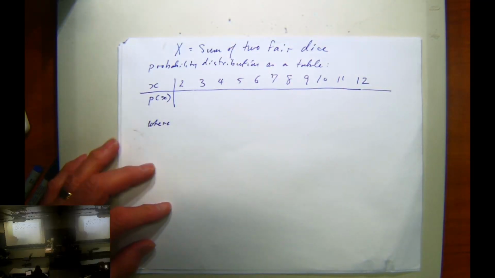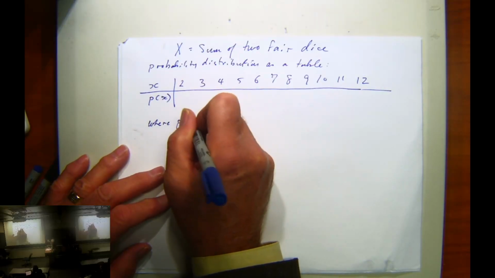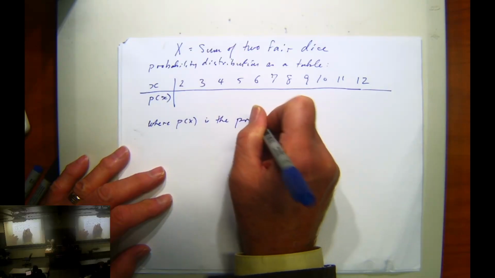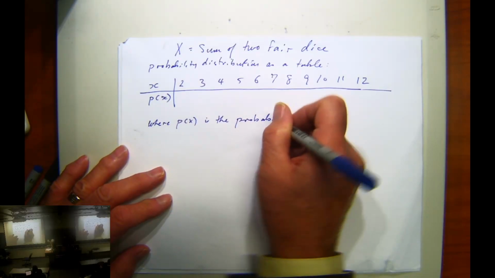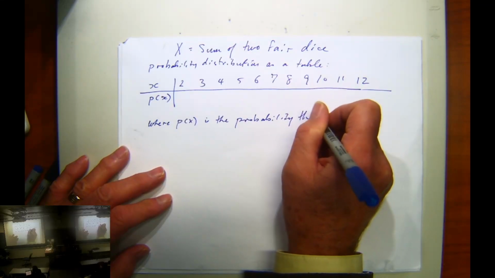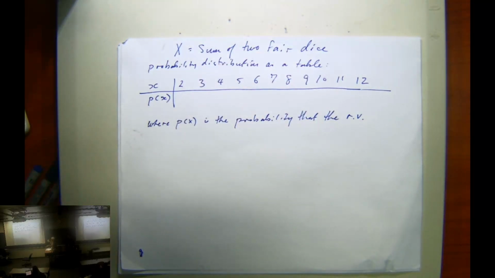And our probabilities, well, okay, is the probability. And I'll start just saying random variable RV, not to be confused with recreational vehicle.